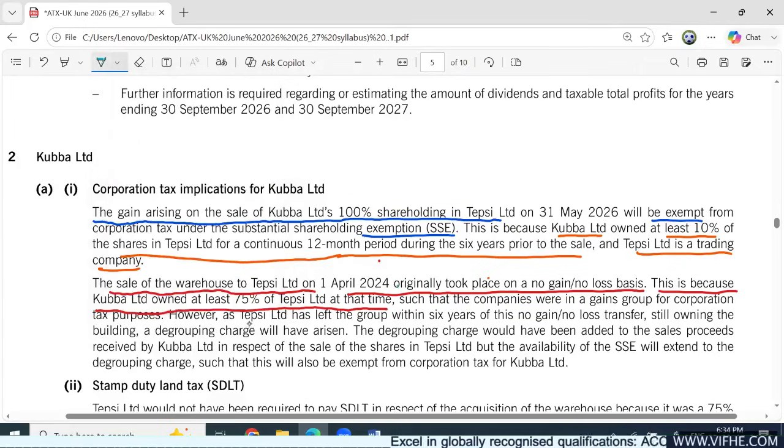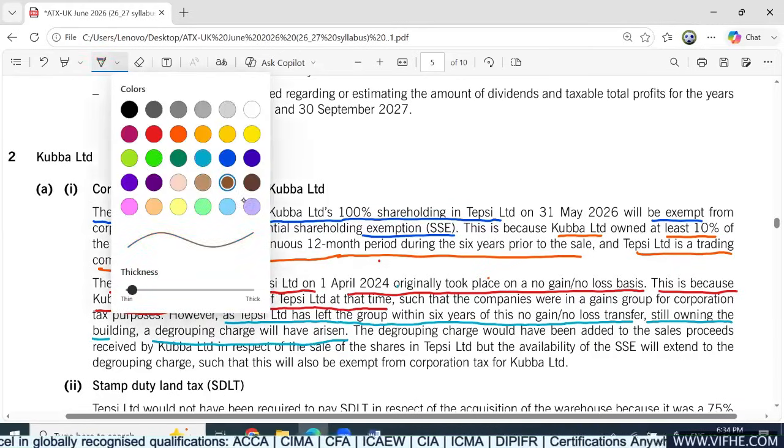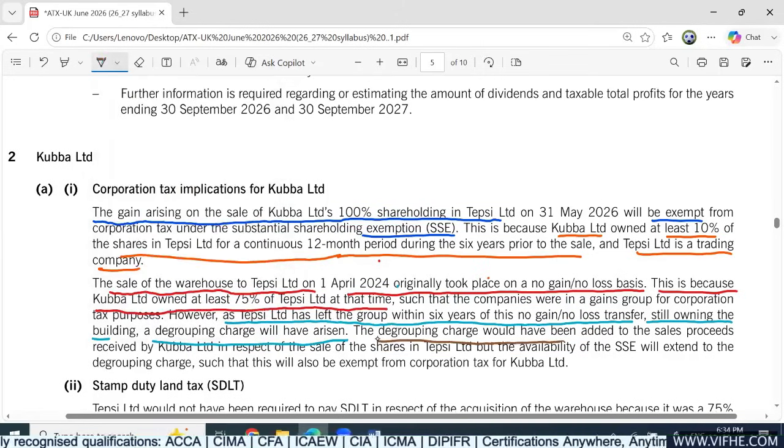However, as Tepsi Limited has left the group within 6 years of the no gain, no loss transfer, while still owning the building, a degrouping charge will arise. This degrouping charge would be added to the sale proceeds received by Kuba Limited in respect of the sale of the shares.